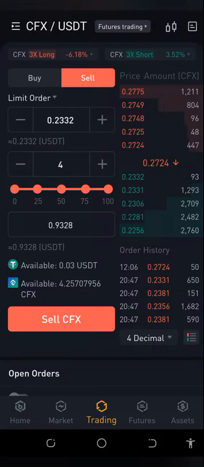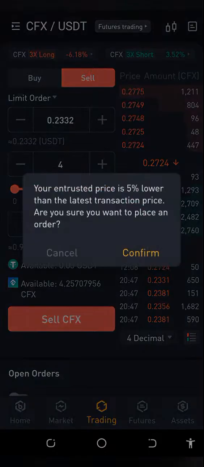But anyways, I've got $1 here and I'm wondering what I'm going to do with it. All right. So probably I'll just have to change it and then let it just go sit there till when I have another trade to come in here, right? So let's see whether this is going to go. Oh, what did it say? It said, your entrusted price is 5% lower than the latest transaction price. Are you sure you want to place an order?